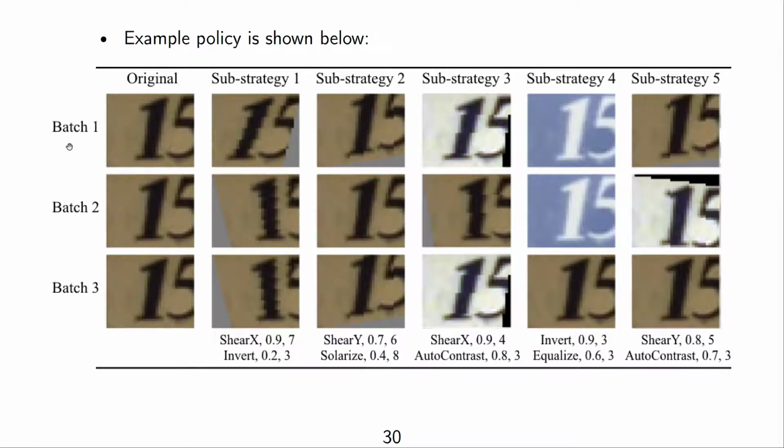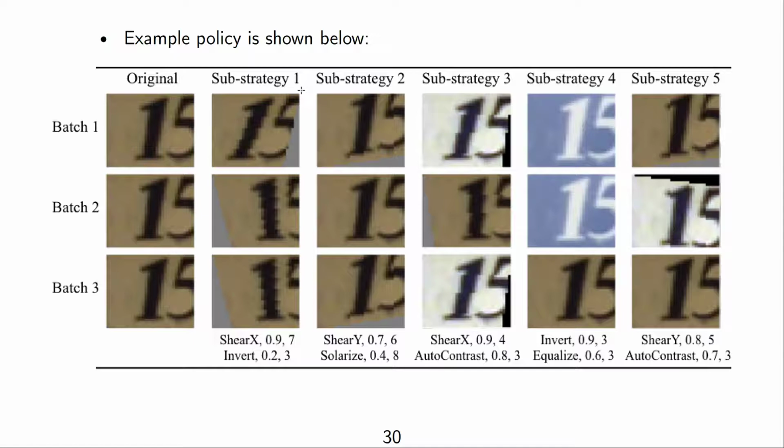Here would be an example policy. What we see is one image being fed in, and this image is a 15 written on brown background. One policy can be described by what's written below. A shear x is applied with probability 0.9 and parameter 7. Invert is applied with probability 0.2 and parameter 3. What we would expect is shear happens quite often and invert happens quite rarely.